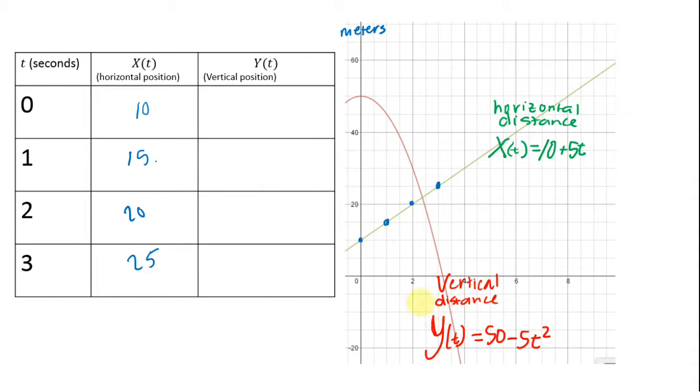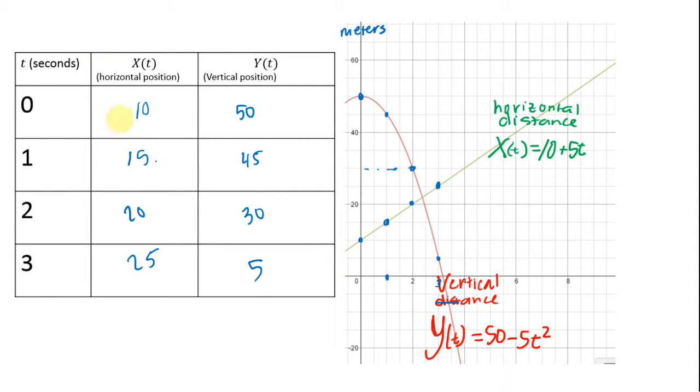The vertical distance, or I have distance, but I can say position of our object can be defined by this equation. This equation is graphed on this red curve right here. At time 0, the vertical position of our object is 50 meters. At 1 second, so 1 second after our object was thrown or dropped, our object is 45 meters above the ground. After 2 seconds, our object is 30 meters above the ground. And after 3 seconds, our object is 5 meters above the ground.